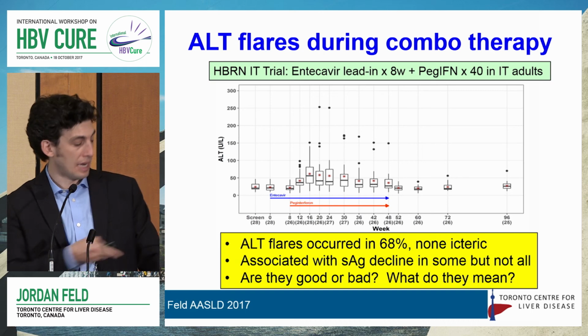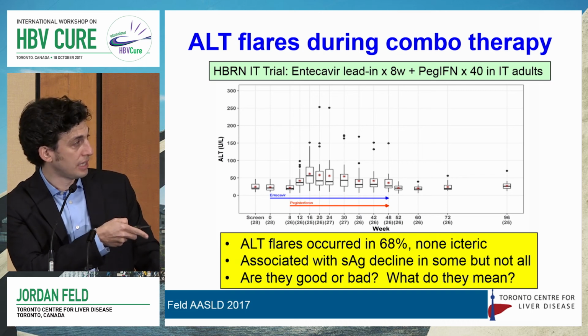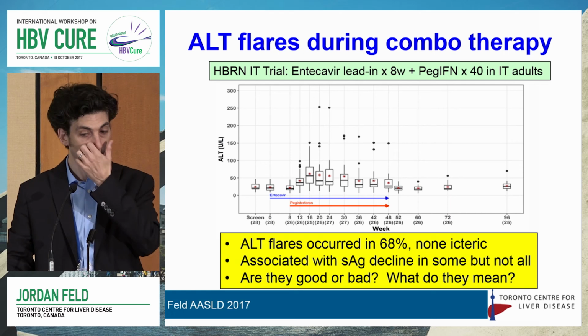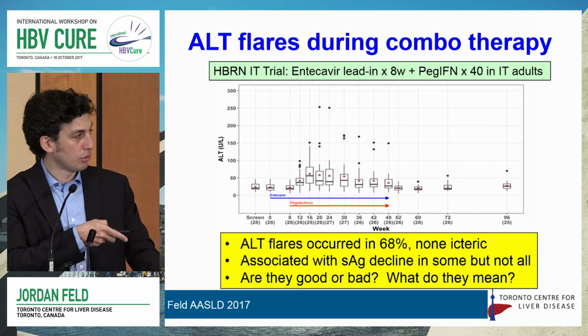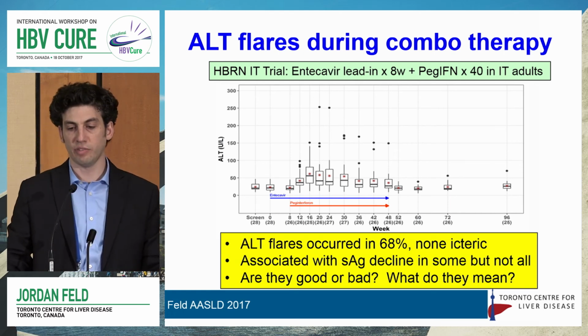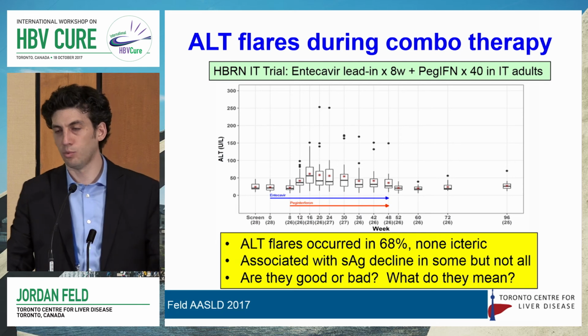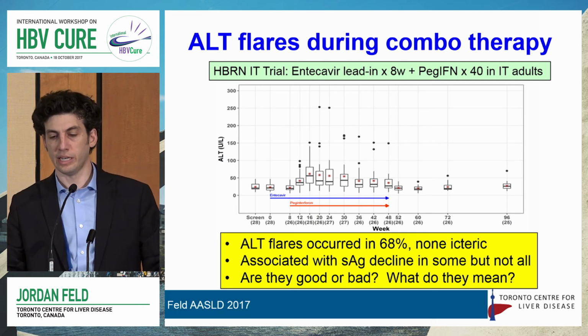And you can see that what happened over time is their ALT increased in a number of patients into this range, 150 to 200. It occurred in about 2/3 of the patients. None of them were that severe. In some, it was associated with a drop in surface antigen, but not in everyone.